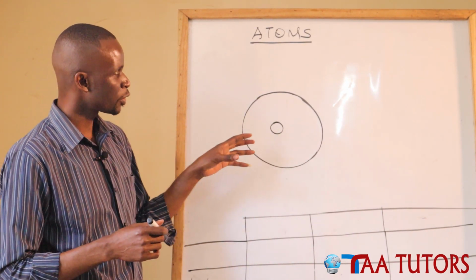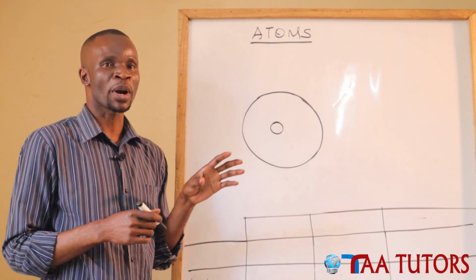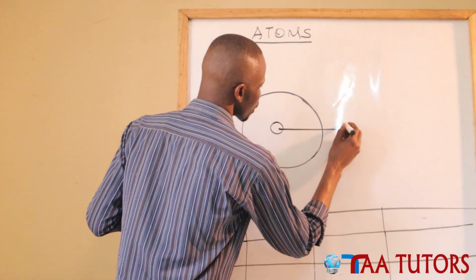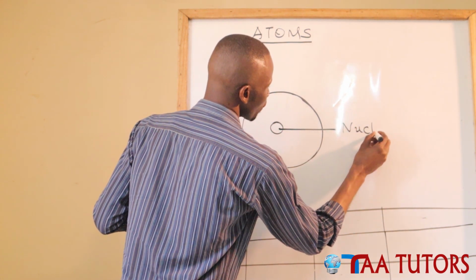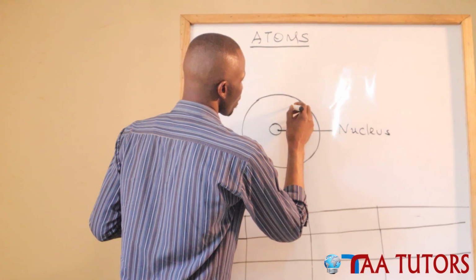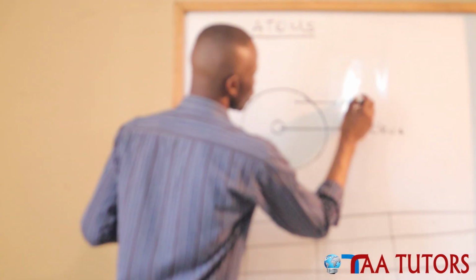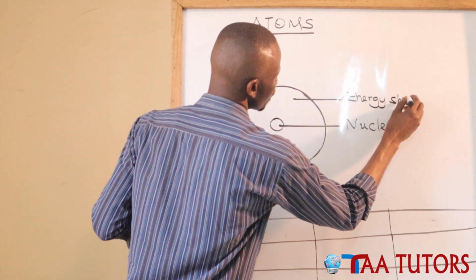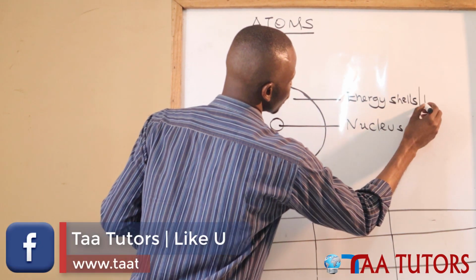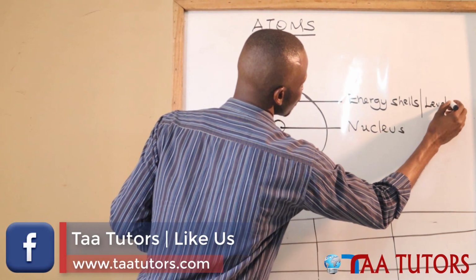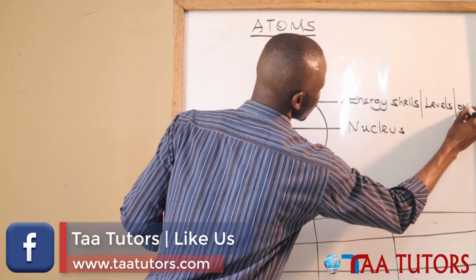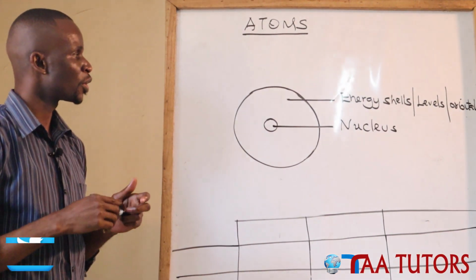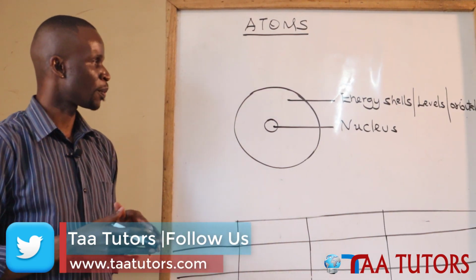And the way I've drawn the atom, you can see that it has two parts. An atom has two parts, and I'm going to name them. This part here is called the nucleus. And the other part here is called the energy shells. Energy shells, or we can say energy levels, or we can say orbitals. So those are the two parts of an atom.